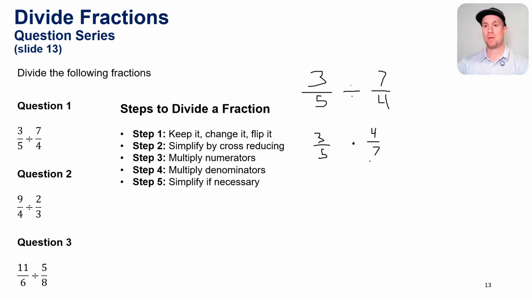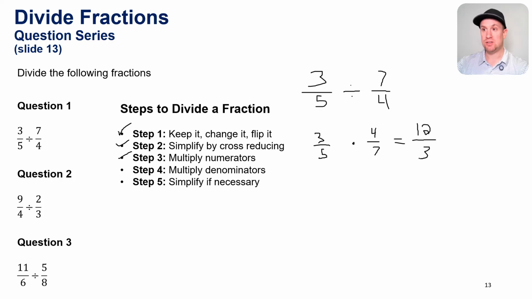Okay. All right. Next, let's simplify by cross reducing. 3 and 7 cannot be reduced down. 4 and 5 cannot be reduced down either. So this is a unique one that we've come across where we can't actually simplify by cross reducing to start. So now let's go to step 3, which is to multiply our numerators. 3 times 4 is 12. And multiply our denominators.